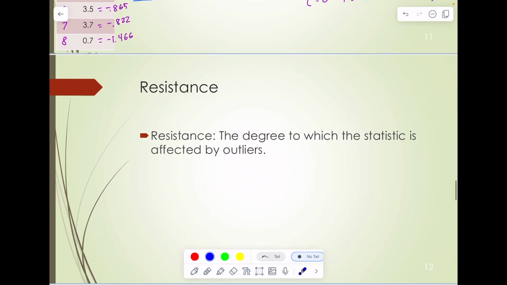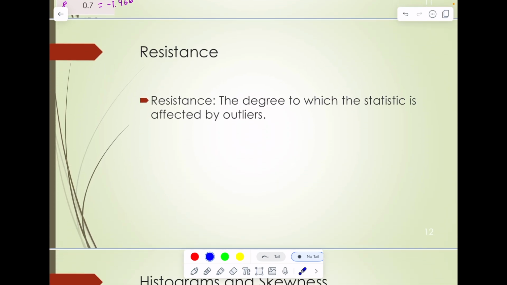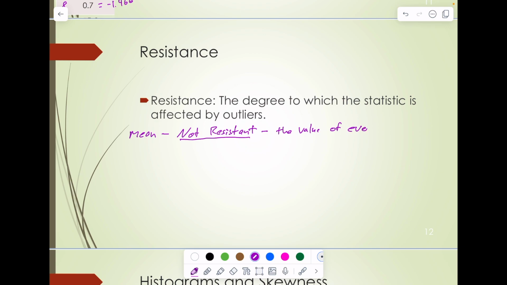Okay, with that, let's talk about resistance. Now, resistance is the degree to which the statistic is affected by outliers. All right, so is it highly affected or not? So let's go through our known statistics now. So we've got the mean. Okay, now is the mean going to be affected by outliers? And the answer to that is yes. It'll be highly affected by outliers. And that's because the value of every data point is used. And so if one data value is super high, that's going to mess up the mean. That's going to affect the mean.